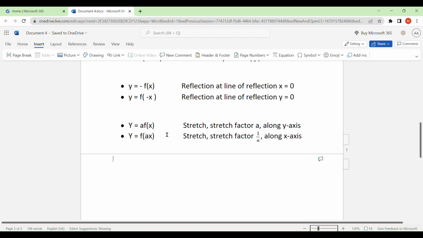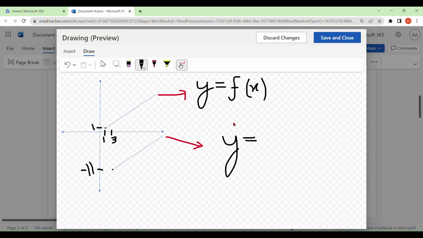In the second case, y is equal to f(ax). The stretch factor in this case is 1 over a. This is an exception to the general formula. If it is ax, along the x-axis, the stretch factor we take as 1 over a. So let's suppose the stretch factor in this case is 4. Then we would write it as stretch factor 1 over 4, and vice versa. Now let's move on to an example.